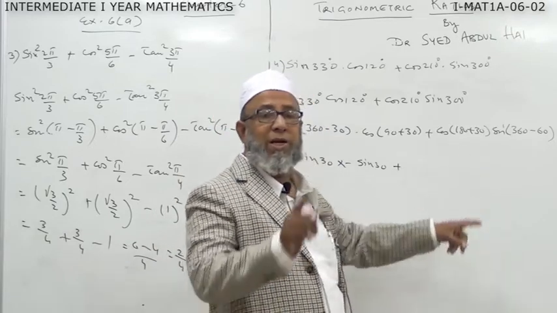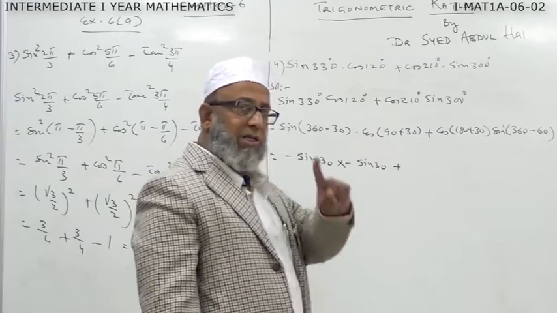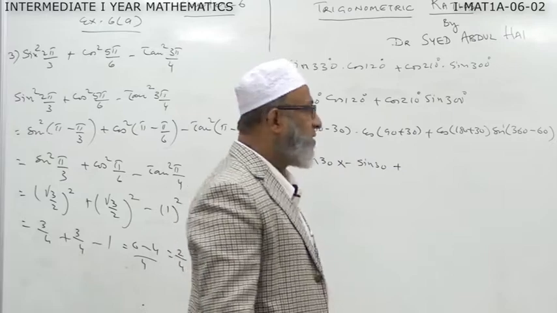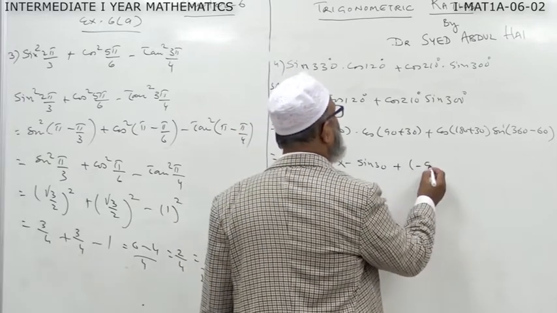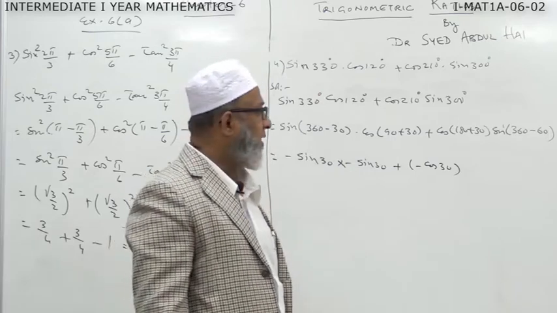180 plus theta. Which quadrant? Third quadrant. All silver teacups, sin is positive, therefore cos is negative. It remains as it is. So it is nothing but minus of cos 180 plus theta, which is theta only, that is minus cos theta.